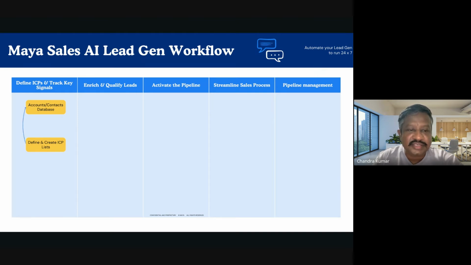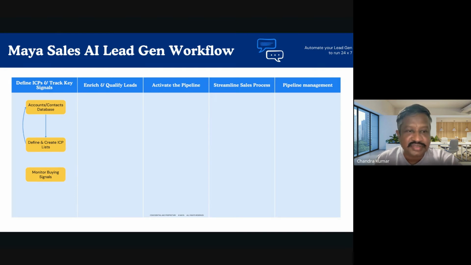Now, this ICP list is created by your access to the database of accounts and contacts. And this set of 1,000 ICPs is cleaned or extracted manually in the traditional or legacy models.